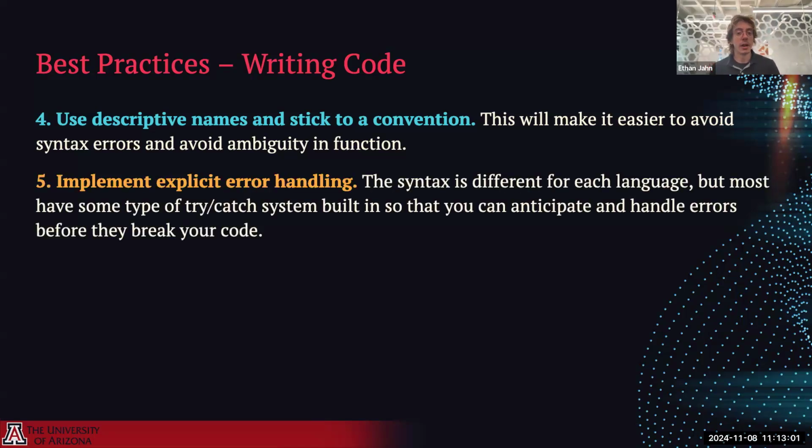Implement explicit error handling. The syntax is different for each language, but most have some type of try-catch system, as we talked about with exceptions, that are built into the language so that you can anticipate and handle errors before they break your code. Or if something does come up, you can put it in that try-catch block, at least temporarily, while you figure out the best way to handle this particular context. Once you figure that out, you can remove the try-catch block once it's been implemented in a way that is robust to whatever error you were getting before.